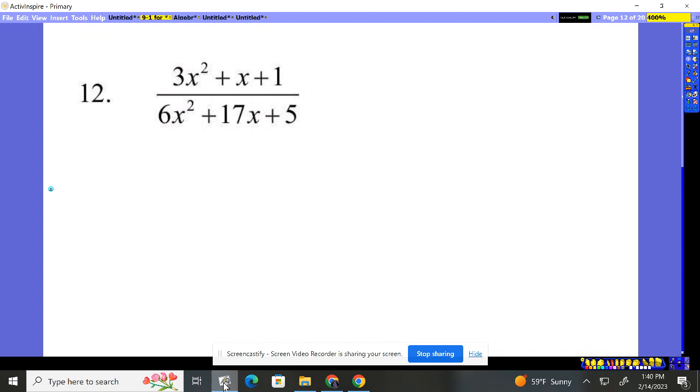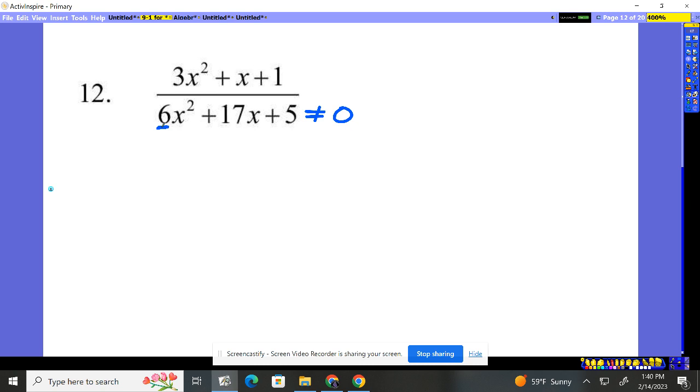Number 12, we're looking for the restrictions on x's value. Well, if you have a fraction, the bottom never can come out to be a 0. So we can't let x be any value that's going to create that bottom bit, the 6x squared plus 17x plus 5, come out to be a 0. It's a trinomial. That means I'm going to have to factor it, but it has an a value of 6.